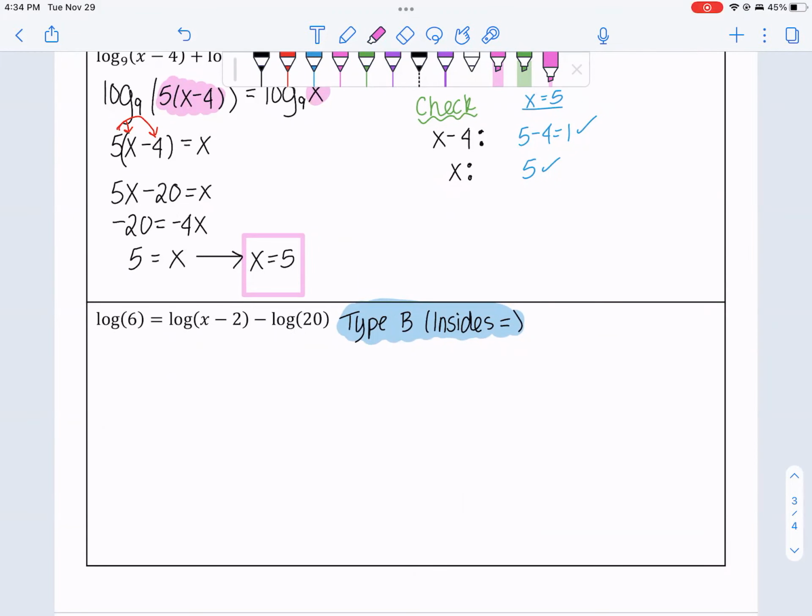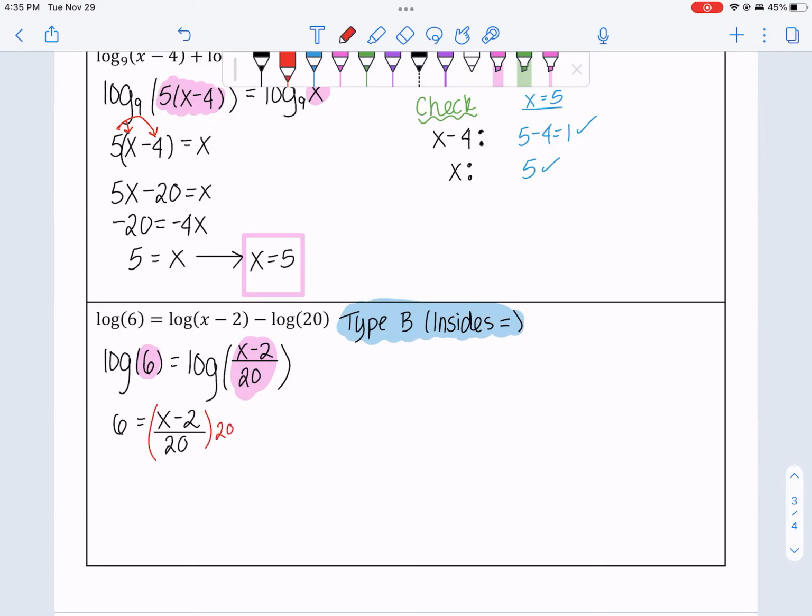Last one. Type B problem, because we have only logs. There are no freestanding numbers. I'm going to combine together the right-hand side, minus on the outside, division on the inside. So we have log of 6 is equal to log of x minus 2, all divided by 20, right? Numerator, denominator. We have log equals log, so I am good to set these guys equal to one another. 6 equals x minus 2, all divided by 20.